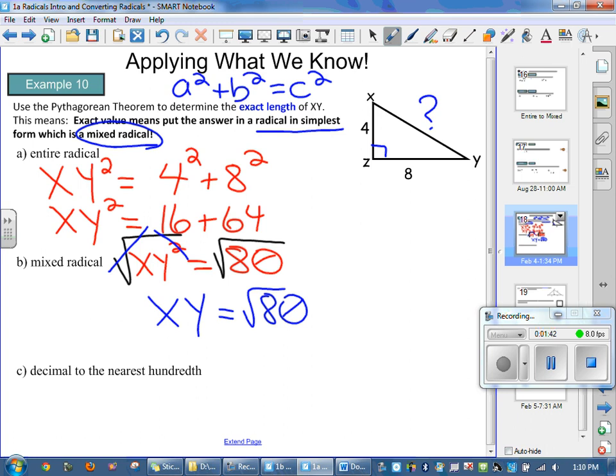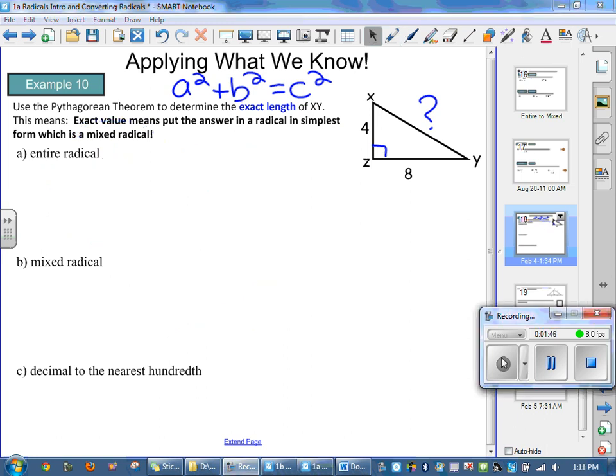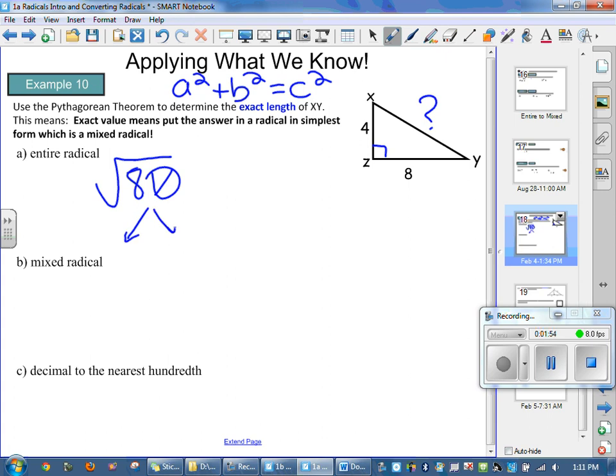Okay, I'll give you a couple minutes to finish writing that down. Okay, so we found our entire radical was root 80. Now we're going to break that down for our mixed radical. So if I take root 80, I can go 4 times 20, correct? Okay, we know there's larger ones, but let's start with 4 and 20. So we're going to have root 4 times root 20.